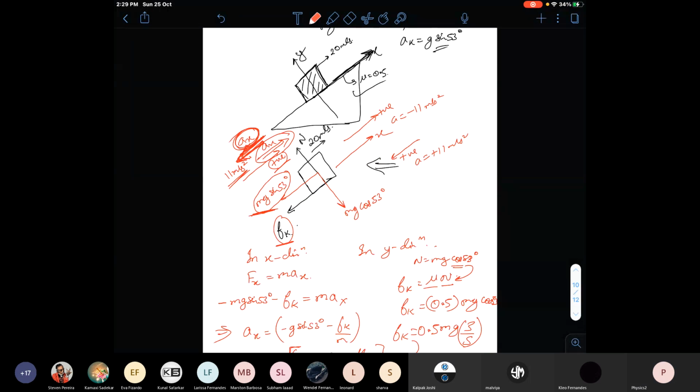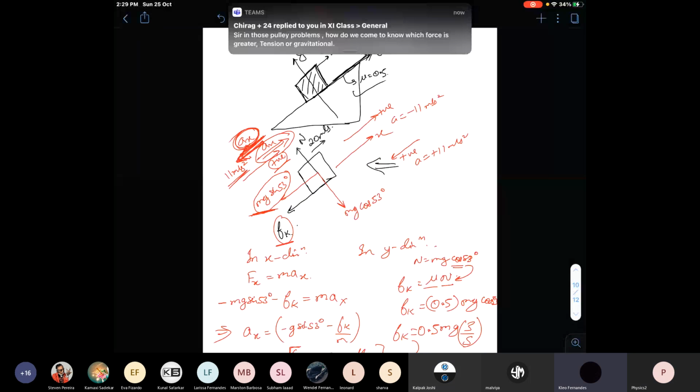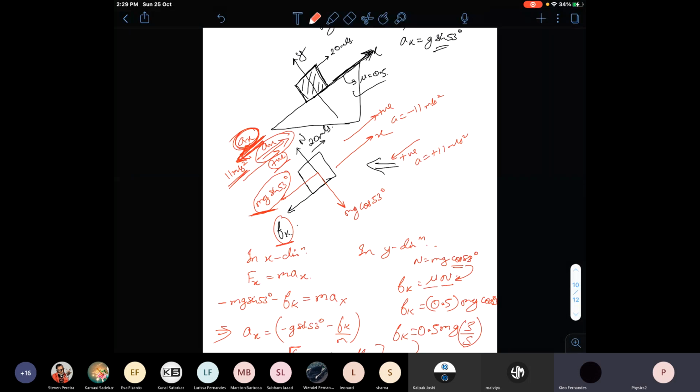Okay, sir. Thank you so much, sir. And along the X direction for Fnet we are not using 20 meters per second. That is speed. I have no use of speed. Fnet is equal to mx. Not used at all. No need for that.